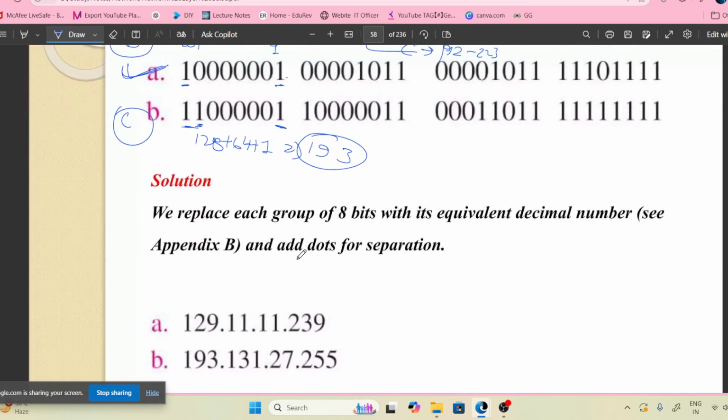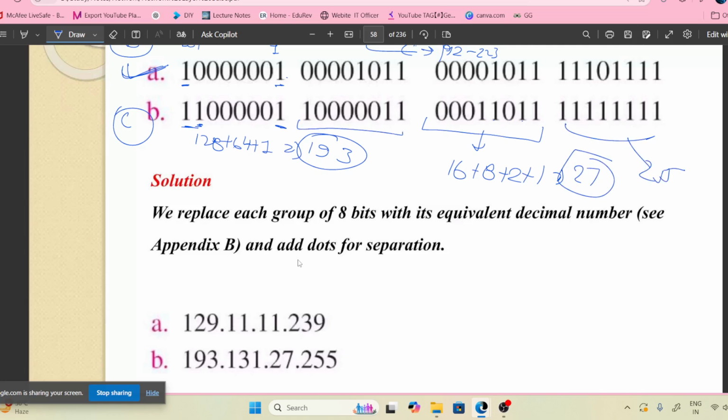When you write this completely in decimal, we have this number. Let's write it: 16 plus 8 plus 2 plus 1. How much is it? 10, 26, 27. It is 27. What is this number? This is 255. And what is this number? This is 128 plus 3, which is 131. So this is the number we got. Like this, you should know basic number conversion.